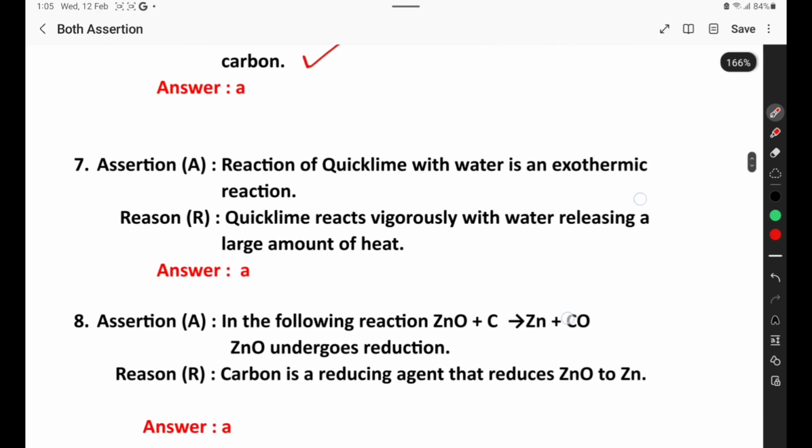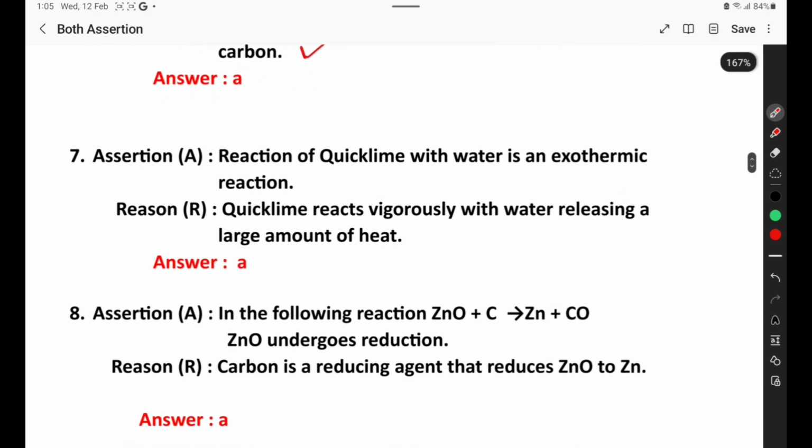Next, reaction of quicklime, that is calcium oxide with water, is an exothermic reaction. It is a vigorous reaction with a large amount of heat is liberated. So the assertion statement is a right statement. Quicklime reacts vigorously with water, releasing large amount of heat. So both assertion and reason are correct, and reason is the correct explanation of assertion.